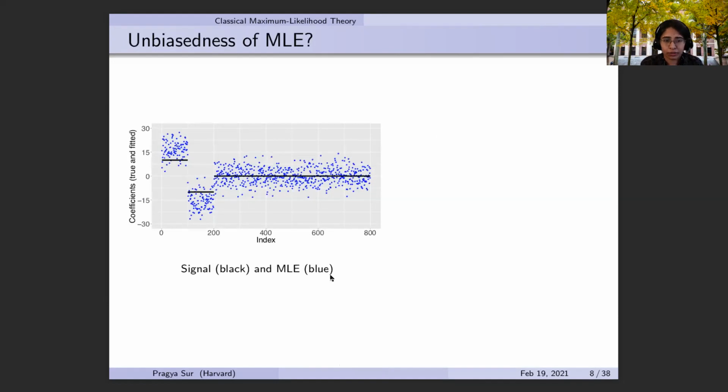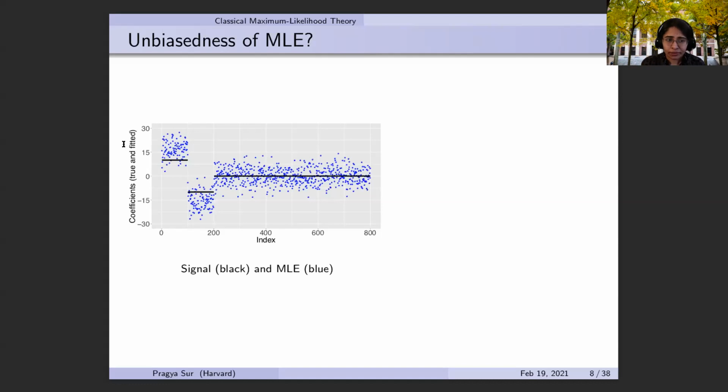Okay, this is the first simulation. It has n equals 4,000 and p equals 800. I'm plotting the MLE coefficient estimates versus the true signal, ordered by their indices. I have chosen the first 100 coefficients of the signal to be equal to +10, the next 100 coefficients equal to -10, and everything else is 0. So that's the signal that has been chosen.